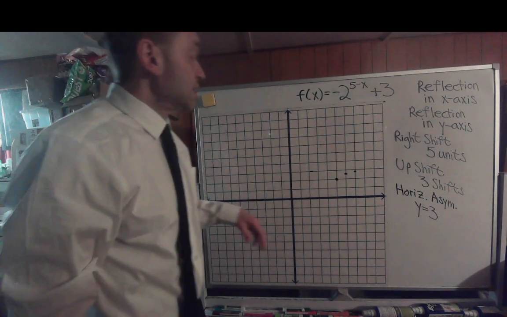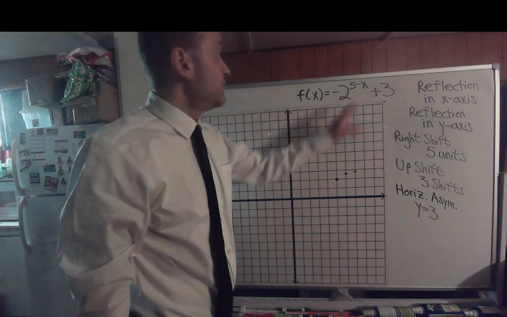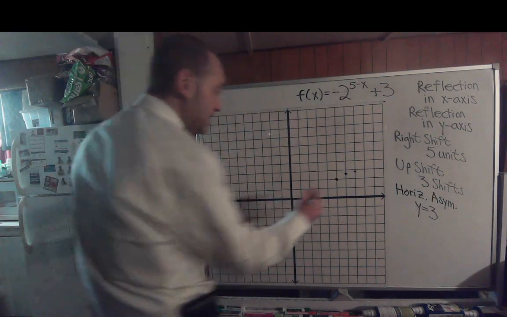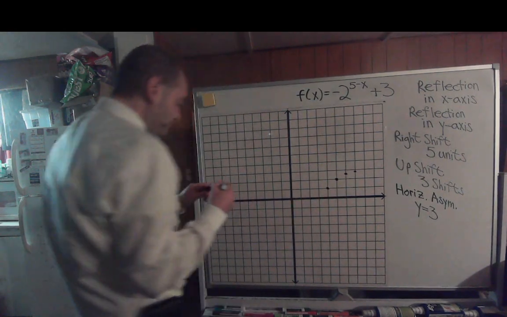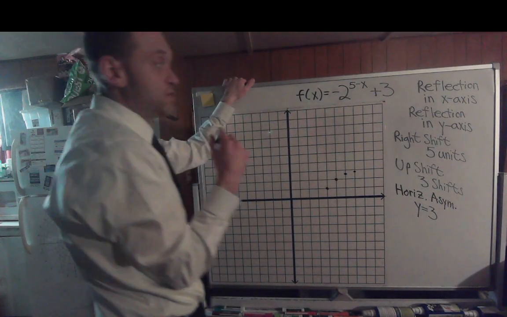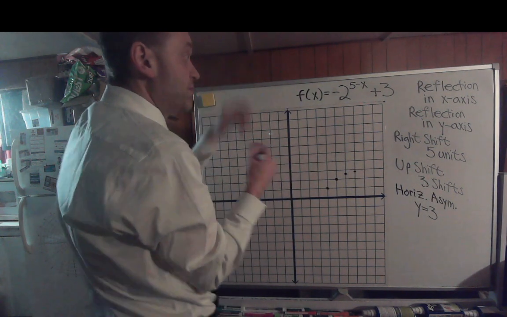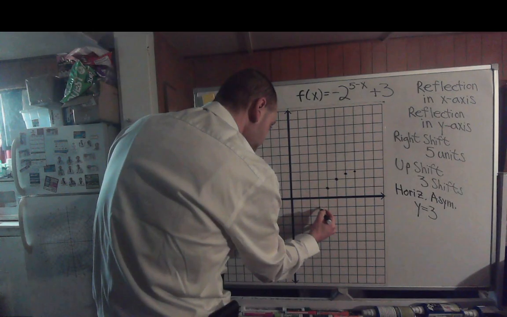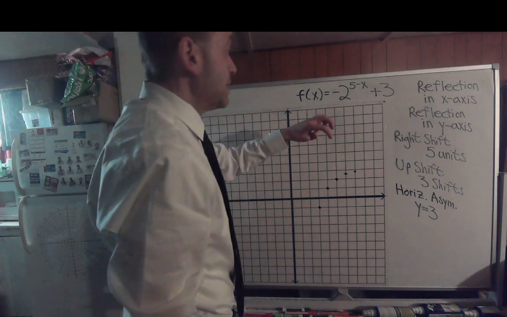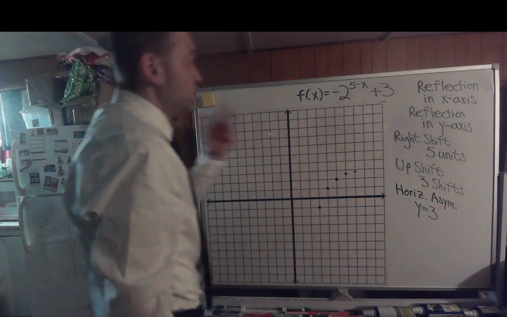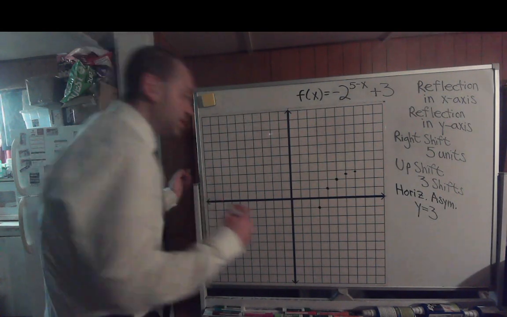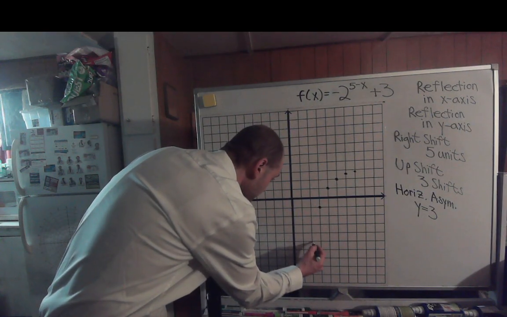Okay, let's go back to x equals 4. So 5 minus 4 is 1. Negative of 2 to the first is -2, plus 3 is 1. Alright, let's put in 3. So if x is 3, that's negative of 2 squared, which is going to be -4, plus 3 is -1. And for one more, let's put in 2. So negative of 2 to the 5 minus 2, that's negative of 2 to the third, so -8 plus 3 is all the way down to -5.